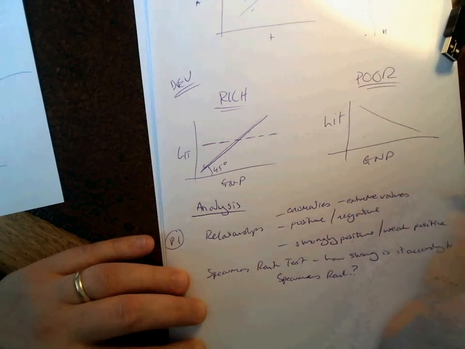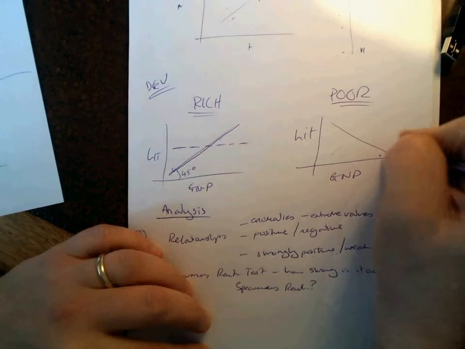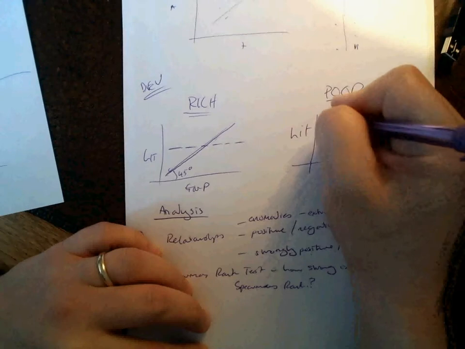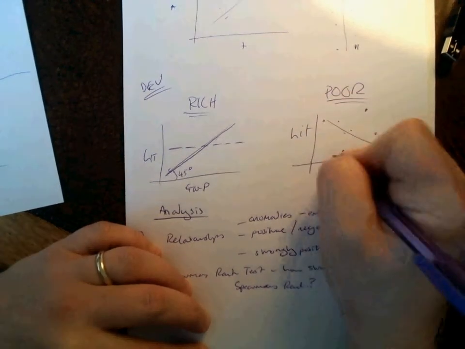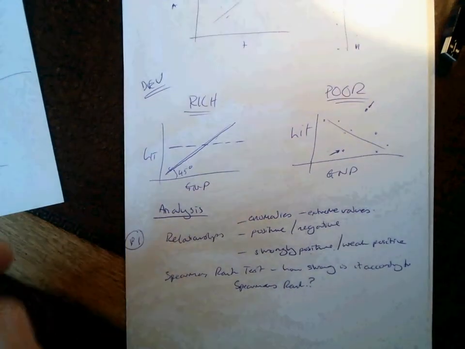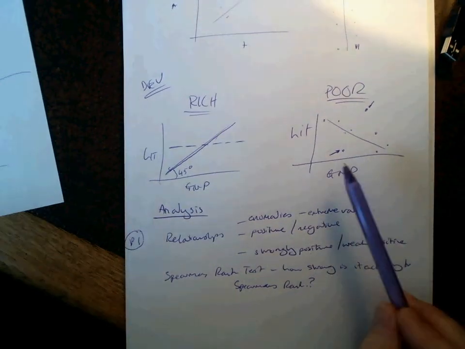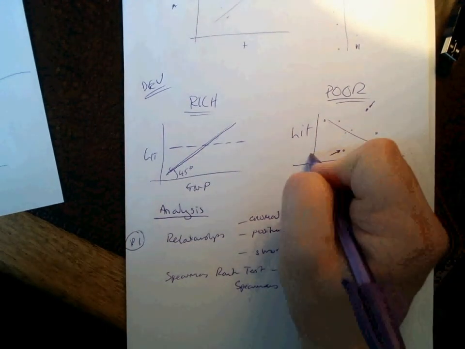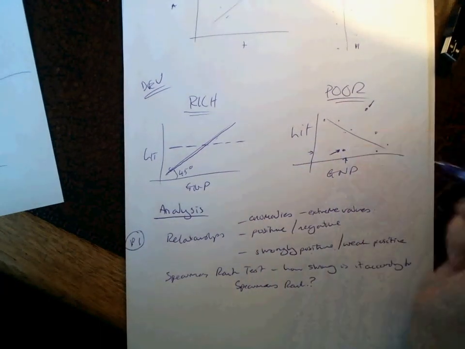So for example, if I was to draw this one, we've got data points that are doing this, and you can see the trend line. Well, this one and this one are anomalous. They're miles away from the trend line. So you could point out there are anomalies at GNP X and literacy Y, and you could identify which country that is.